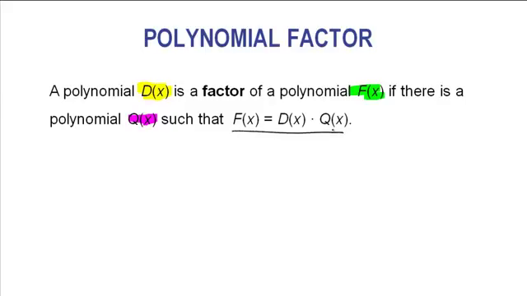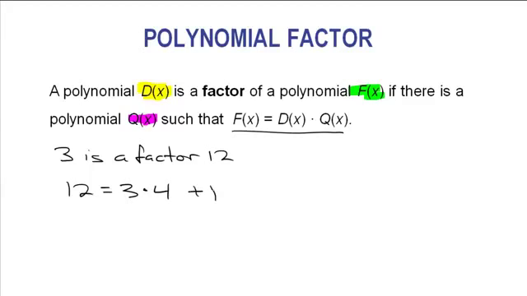Well, this is really kind of a no-duh definition, because think of it this way. We know that 3 is a factor of 12 because 12 equals 3 times 4 and there's no remainder. That's what it means to be a factor: you can divide the number by the other number and you get a result without a remainder. You get a whole number.